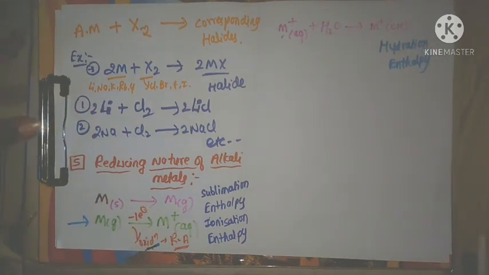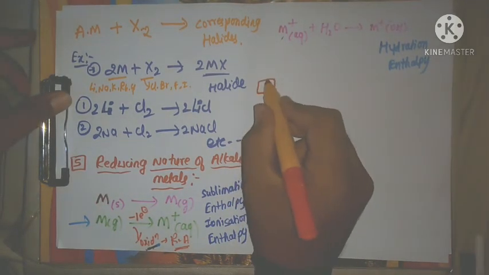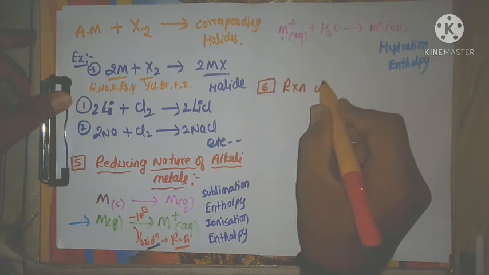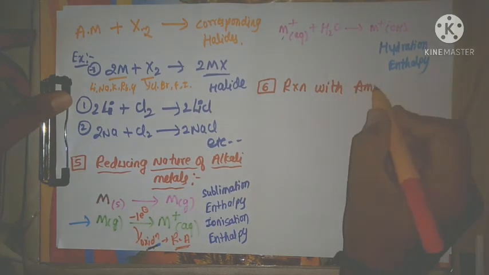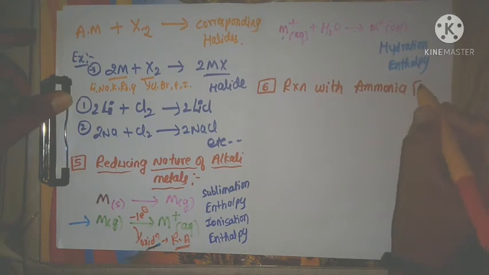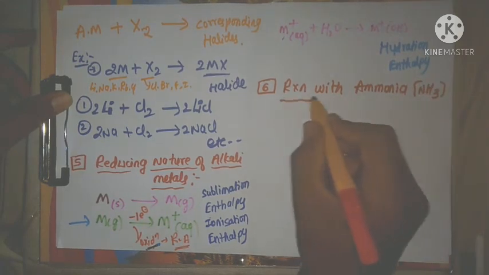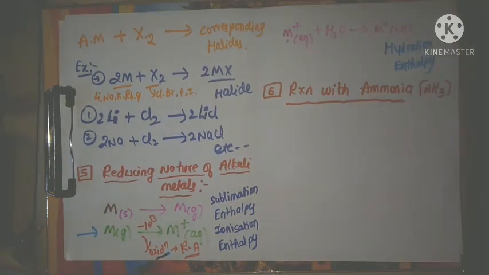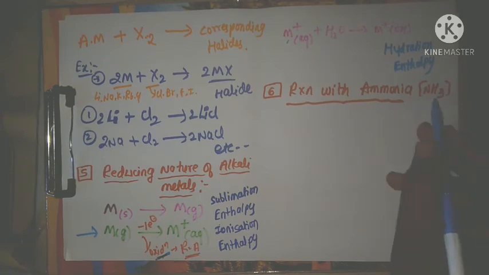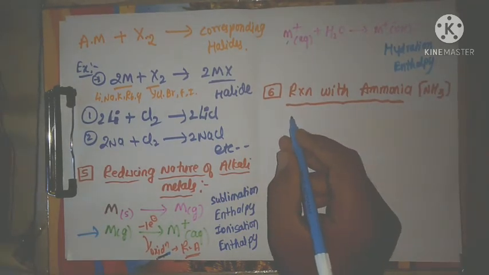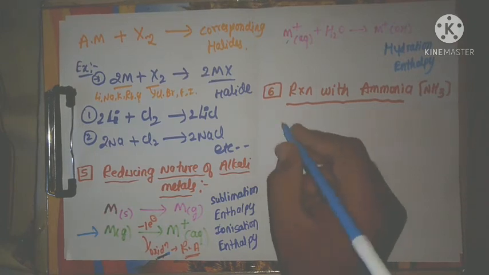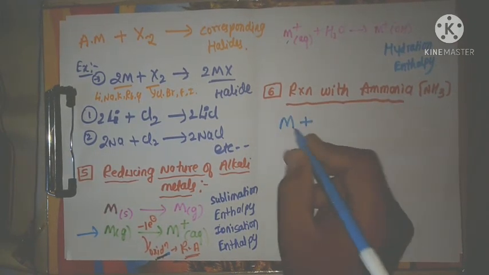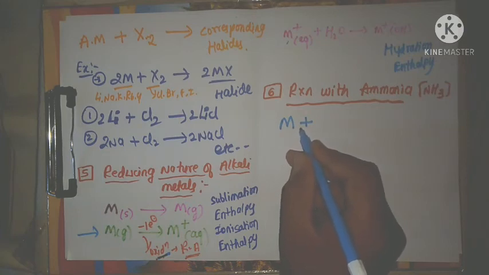Next, last one is the reaction with ammonia. Sixth one is the reaction of alkali metals with ammonia. Ammonia formula is NH3. Here I am taking a general reaction. Alkali metal I am taking as M. M means what? Alkali metal.